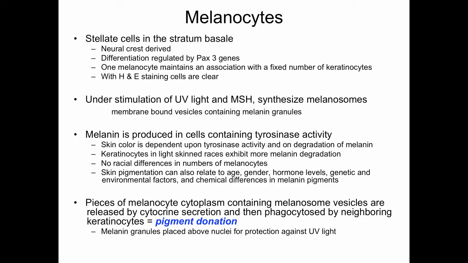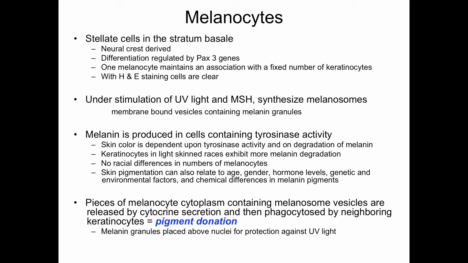Melanocytes are stellate cells in the stratum basale. They're neural crest-derived cells. The differentiation is regulated by PAX3 genes, and one melanocyte usually maintains an association with a fixed number of keratinocytes, and usually you see the melanocytes in the stratum basale, and usually about every 10th cell is a melanocyte. And in a routine histological section that is stained with H&E, you can see these large clear cells in the stratum basale.